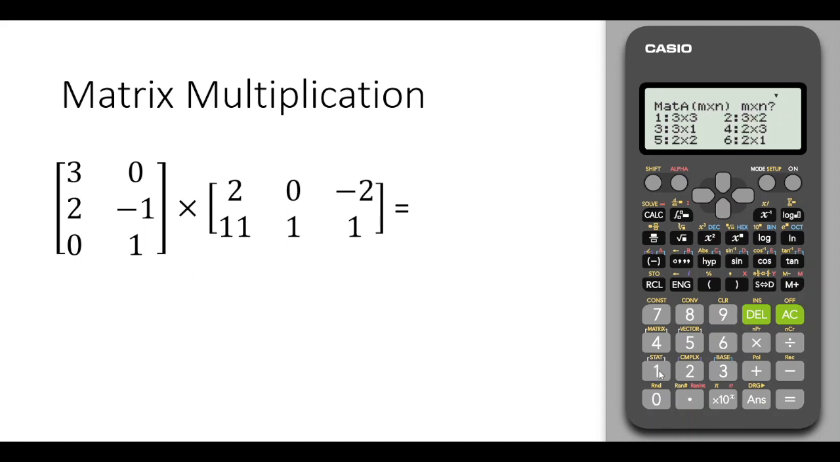Now we define the order of the matrix. It is a 3 by 2 matrix. So I select 2 for 3 by 2. And let's insert the values of the elements of the matrix. 3, 0, 2, minus 1, 0, 1. And press AC to save.